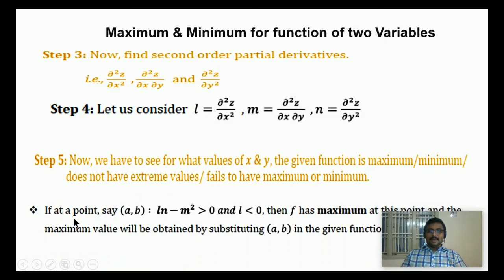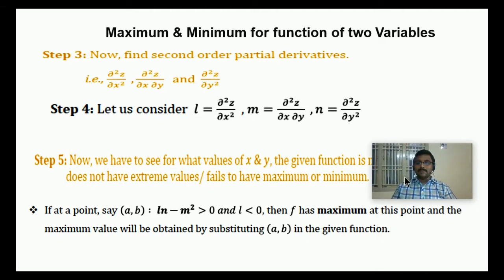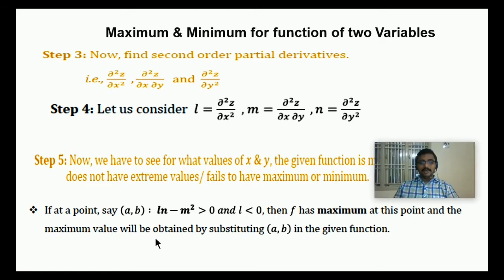At a point, say (a, b), if LN minus M square is greater than 0 and L is less than 0, then the function f has a maximum at this point, and the maximum value will be obtained by substituting (a, b) in the given function. What is (a, b) here? The stationary point, which is obtained by solving the equations ∂z/∂x equal to 0 and ∂z/∂y equal to 0.